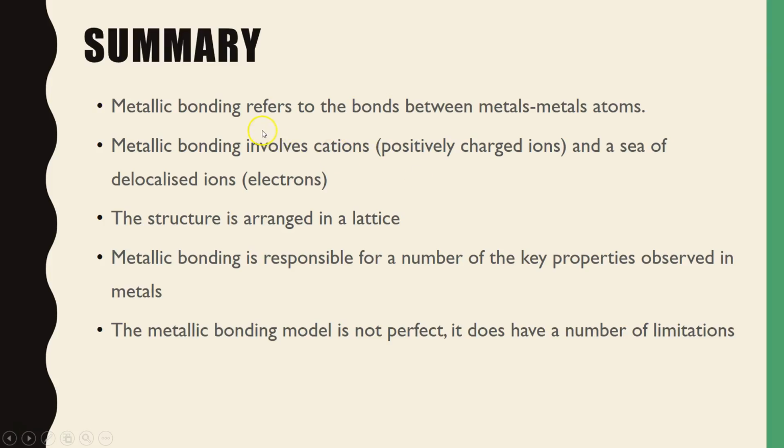This is a summary of today. Metallic bonding refers to the bonds between metal atoms. Metallic bonding involves cations, positively charged ions, and a sea of delocalized electrons, arranged in what's called a lattice. Metallic bonding is responsible for a number of key properties observed in metals, and the metallic bonding model is not perfect and has limitations.